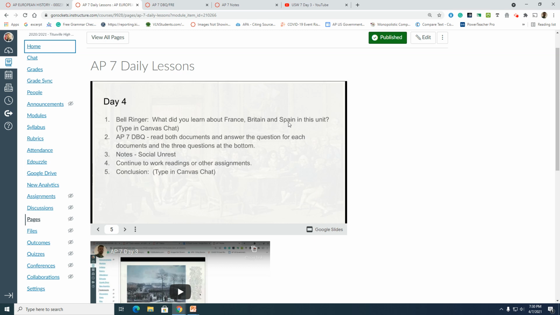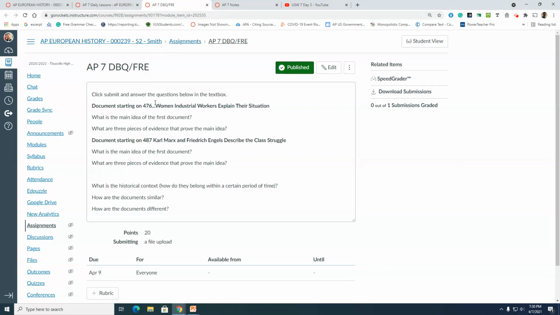So what did you learn about France, Britain, and Spain in this unit? That comes from the previous day of notes, so you can enter that into the Canvas chat. The assignment for today is the document-based question, and these actually are both documents within the textbook, so make sure you look at page 476 and 487 for these documents.